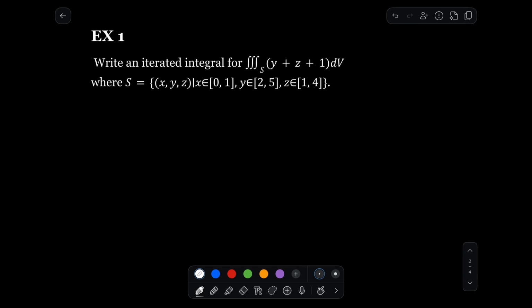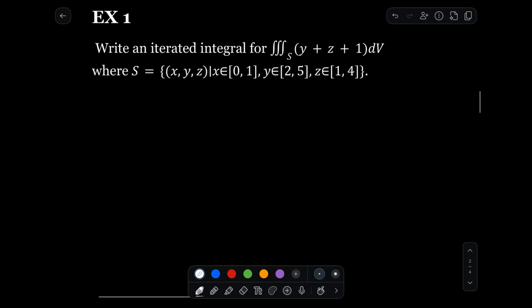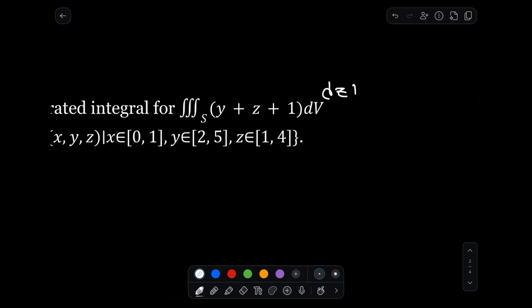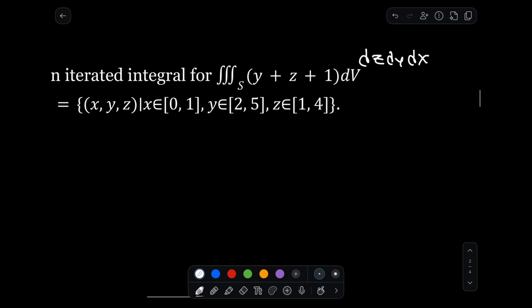Example 1, this is really straightforward. If you want to pause the video and jump right into it, feel free to do so. This is, again, one of the more straightforward problems. We're not actually going to solve it for this one, just write out the iterated integral. And normally, I like to write out dz, dy, dx as my order of integration. That's just the way I prefer it.